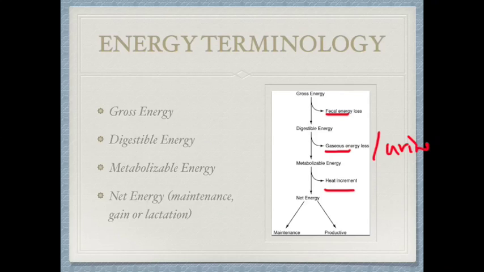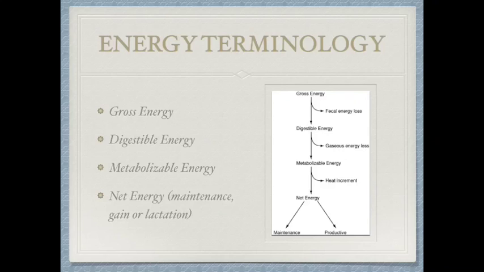When we start off feeding an animal, we start off with what we call gross energy. That is simply the amount of calories in any given food we give an animal. When you look at the nutrition label on the back of any food that you buy, the calories represented there are the gross energy. It doesn't tell us anything about how an animal utilizes energy. It just simply says, here's how many calories it has in it.